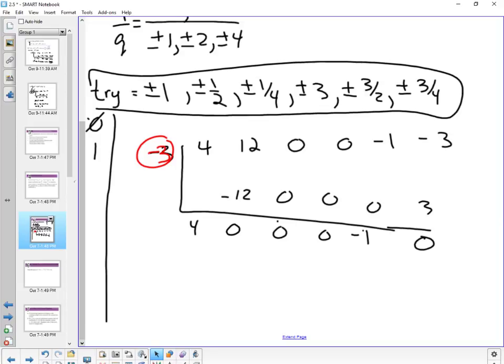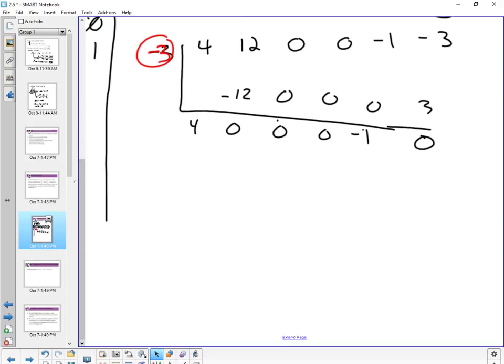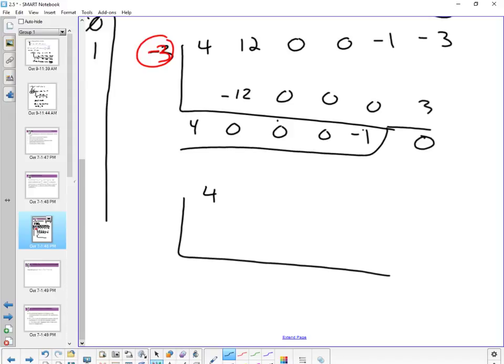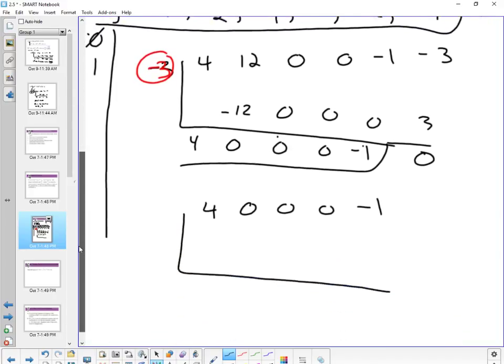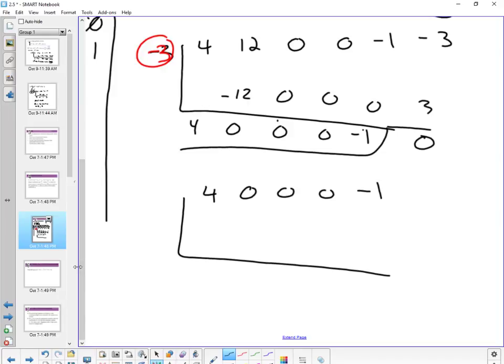Okay, so we found negative 3, right? Yeah. So now what I'll do, I'm going to take all of these, 4, 0, 0, 0, negative 1, and I'm going to try another one of my possibilities. Why did you take out the negative 3? Because this one worked. This is a good one. I circled it, see? Yay, negative 3.